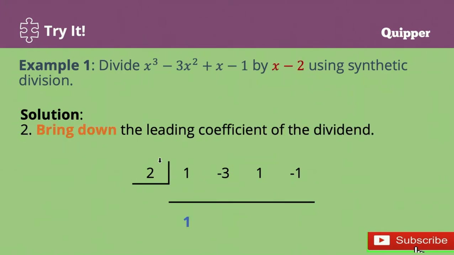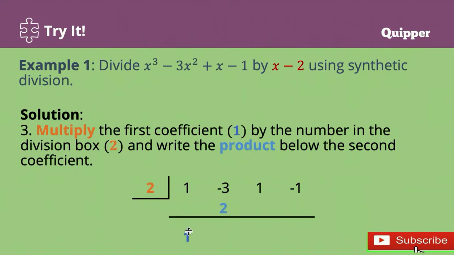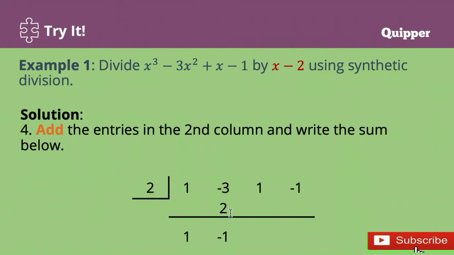Second, bring down the leading coefficient of the dividend. Here, we have to bring down this leading coefficient, which is 1. Then start multiplying that 1 by the divisor box, which is 2, and write the product below the second coefficient, this one. Next, add the entries in the second column and write the sum below. Negative 3 plus 2 is negative 1.